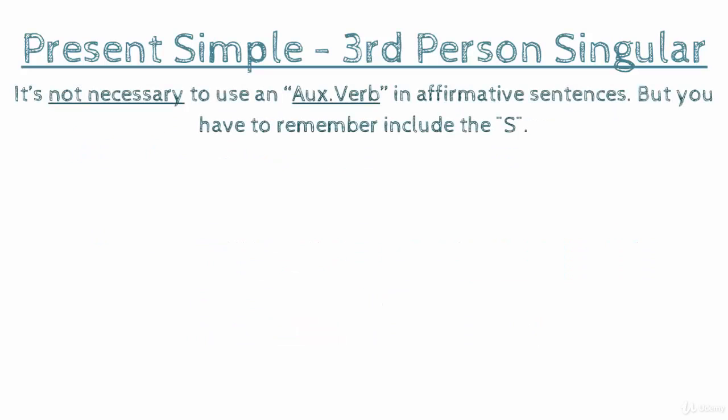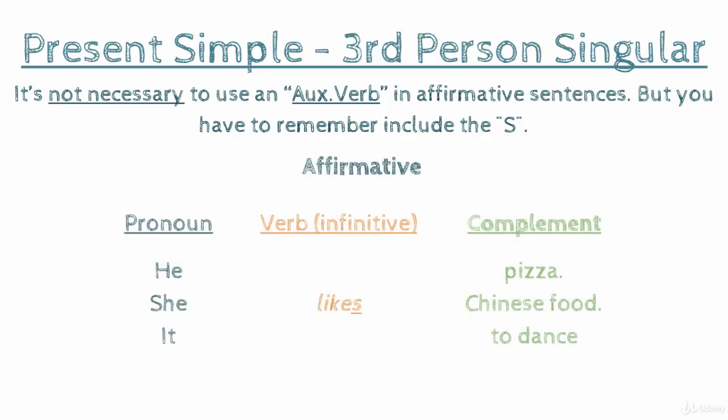Alright guys, let's see how we use the affirmative sentences, okay? It's not necessary to use the auxiliary verb, remember. But remember, you have to include the S. Let's see. He likes pizza. She likes Chinese food. It likes to dance.